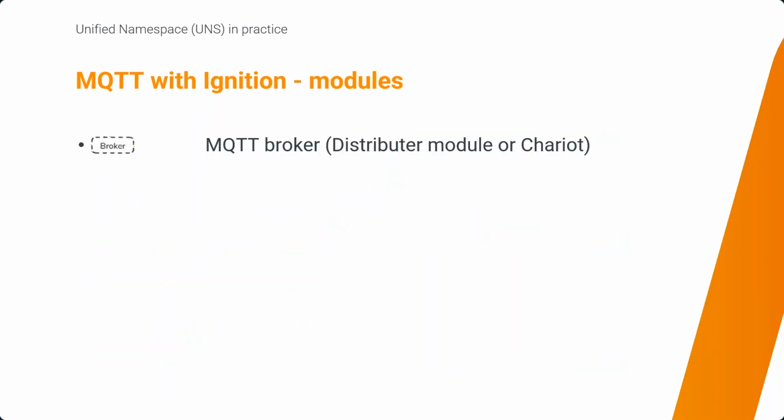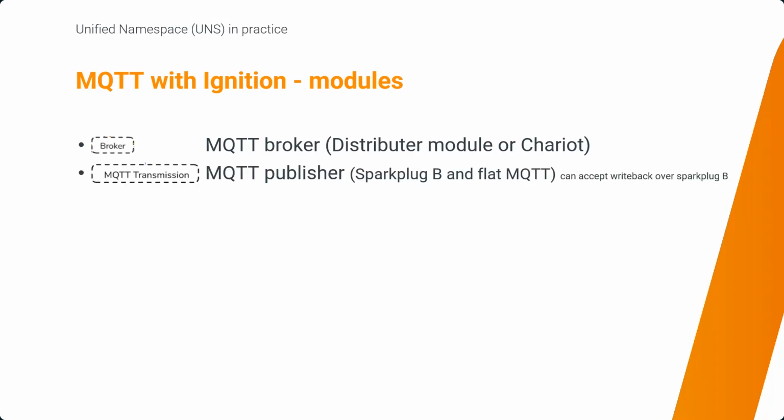If we take a look at Ignition, we have the MQTT Distributor module, or the Chariot, which acts as an MQTT broker. It receives all the messages and it is able to share those messages and those values with other clients. We have the MQTT Transmission module, which publishes MQTT data, and it can publish it as Sparkplug B or flat MQTT. The MQTT Transmission module also accepts a write-back over Sparkplug B. However, in that case, the MQTT publisher or Transmission module needs to be the owner of the data.